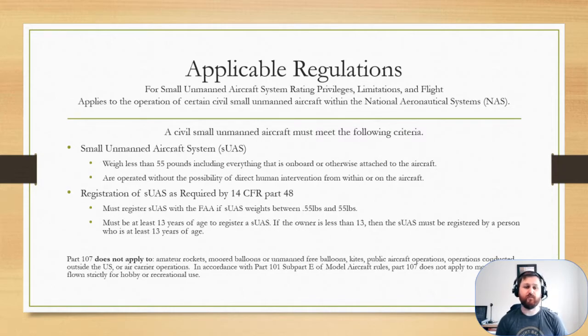In accordance with Part 101, Subpart E of model aircraft rules, Part 107 does not apply to model aircraft flown strictly for hobby or recreation use. So to pause on why 107 is important: Part 107 is important if you're going to be flying for commercial usage. So if you're going to be utilizing this for, say, taking pictures of homes for real estate, that requires the operator to have a Part 107 license.